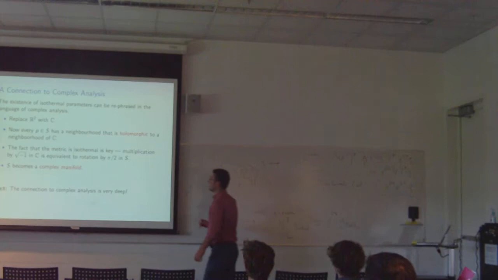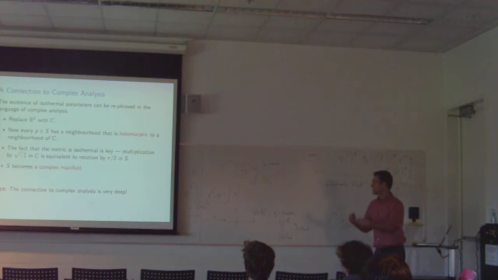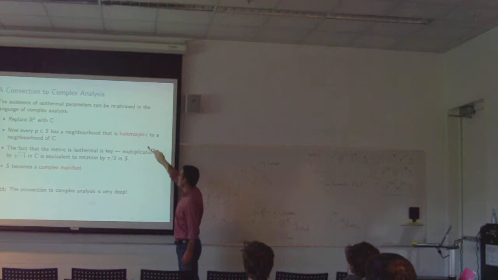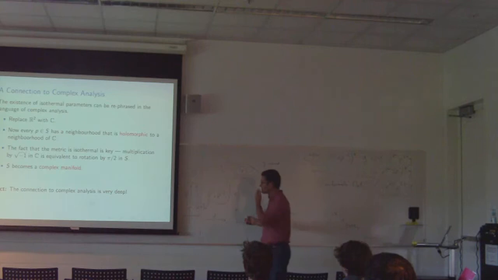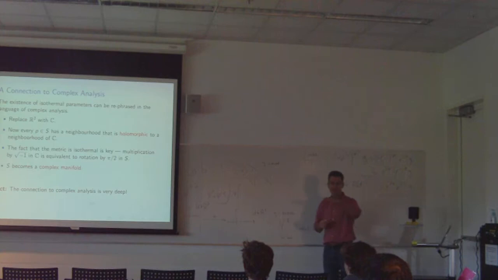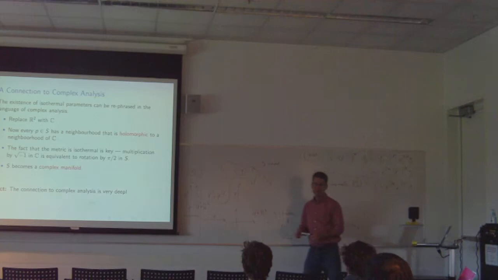But anyway, the way it starts is you replace R2 with C, which is sort of a tautology. You can always do something like this, but at the end of the day, you need things to be consistent with complex analysis. In any case, how does that work? Once you replace R2 with C, now what you want to say is that every neighborhood is holomorphic to a neighborhood of C. And the connection to complex analysis comes because multiplication by the square root of minus one, by i, in the complex plane is equivalent to rotation by pi over two in the real numbers, right? If you multiply a vector by i, you rotate the vector, right?